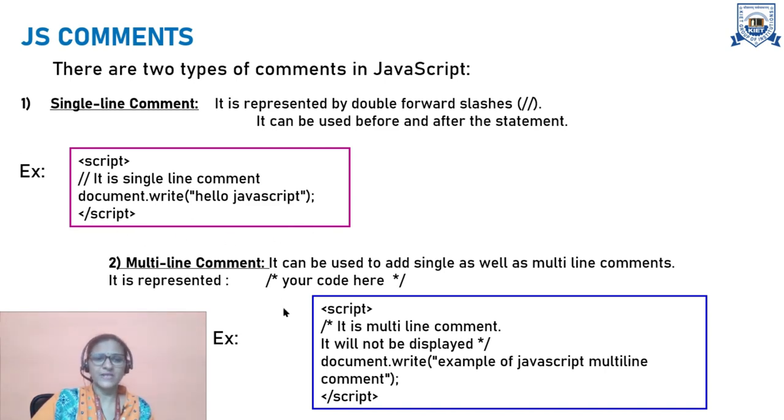In case of multi-line, it can cover a single line or multiple lines. So if you want to make a comment of a single line or multiple lines, you can use this symbol, forward slash and asterisk, then all the content over here, and end it with an asterisk and then a forward slash. Like in this example, it is a multi-line comment. It will not be displayed. There is more than one line and we have made it a comment. And with the help of document.write, we are displaying a message on a window.